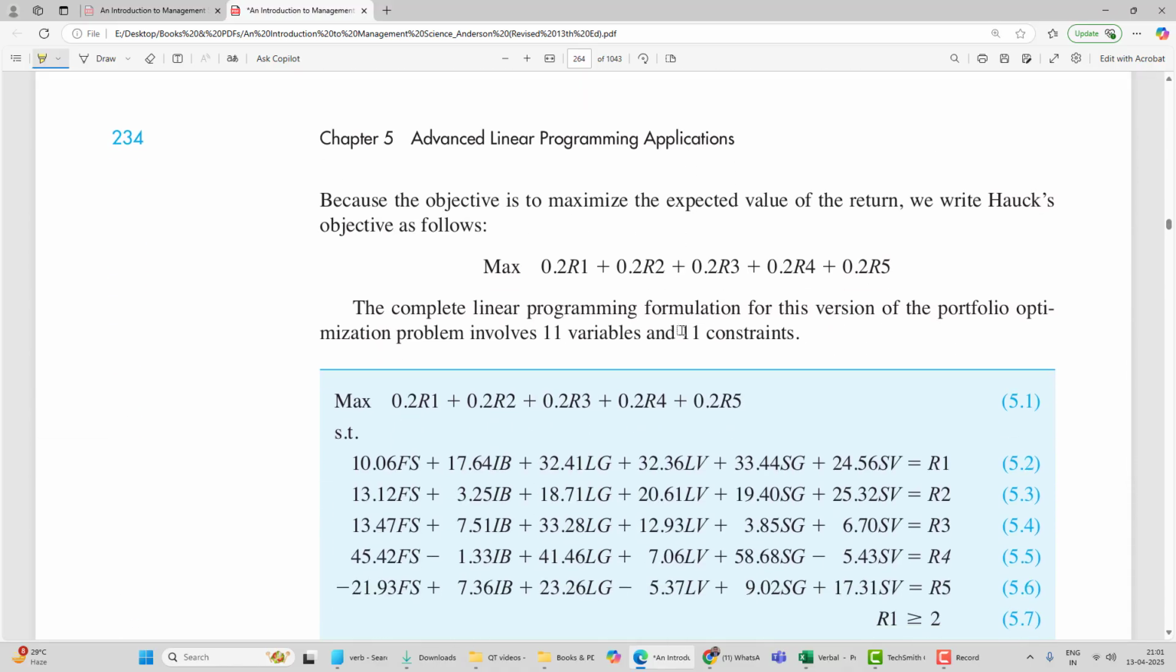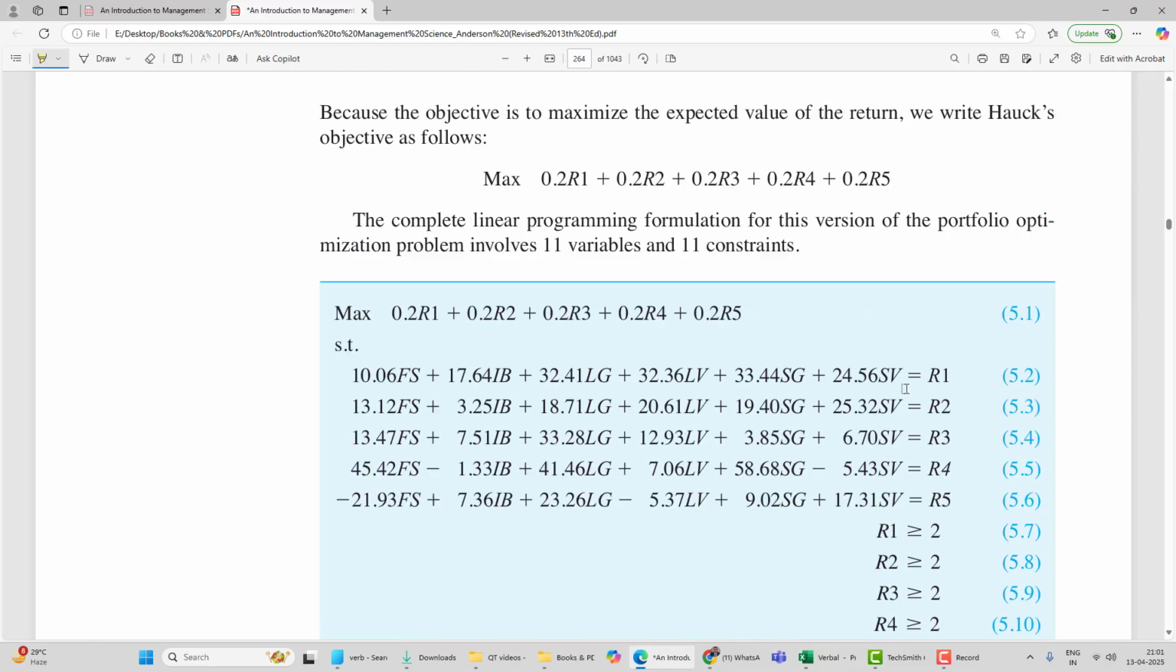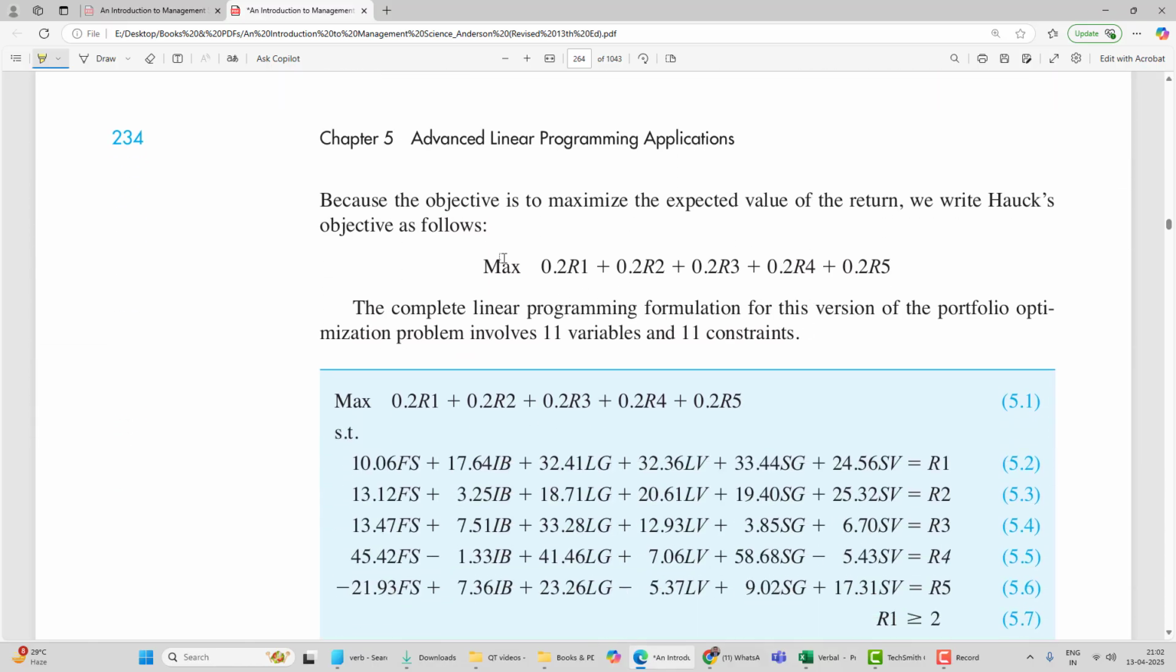Here, if you see, your returns R1, R2, R3, R4 will be greater than 2 in all scenarios, and we assume there is equal probability of the five scenarios happening. So we assign a probability of 20% to each scenario. The expected value of return is probability times return, so 0.2 into R1 plus 0.2 into R2, etc. This is the return you need to maximize.